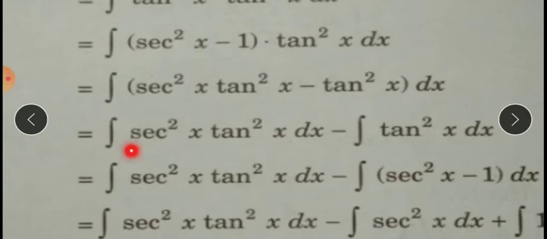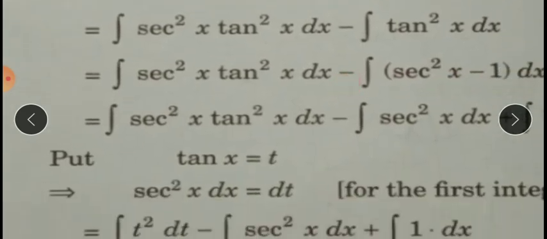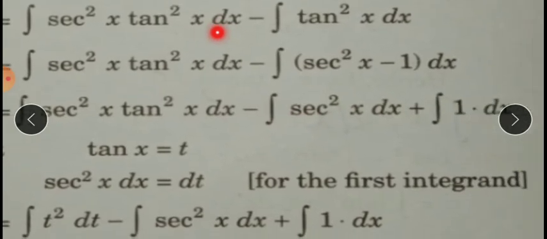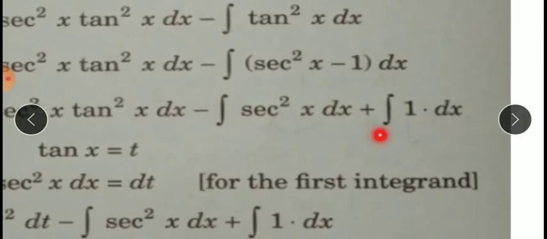Separating the terms, integration sec square x tan square x minus integration tan square x. I is equal to integration sec square x tan square x minus, tan square x can be written as sec square x minus 1. I is equal to integration sec square x tan square x minus sec square x plus integration 1.